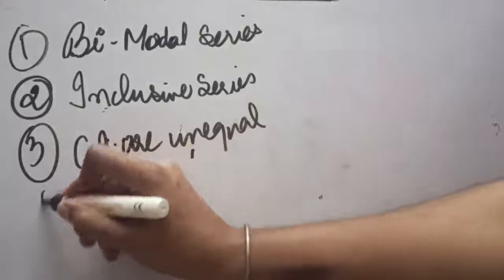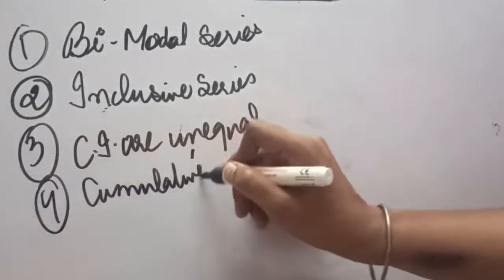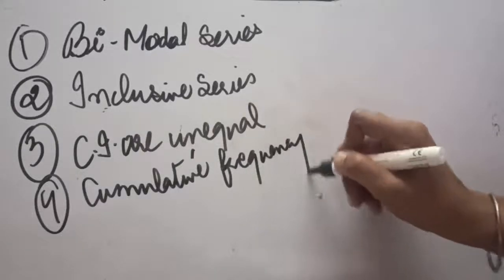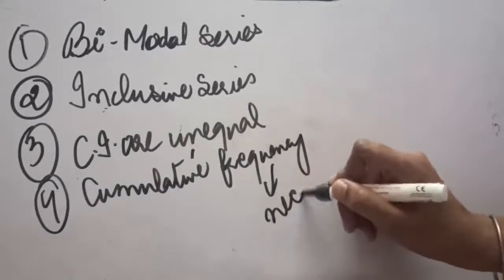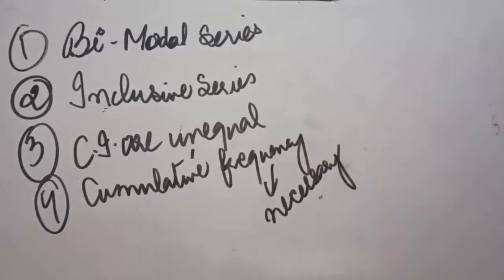Now the fourth special case can be when you have been given cumulative frequency, like you have been given less than or more than type of questions. So here also it is necessary to convert the question into a normal question. If it is a less than question, convert it into a normal question. If it is a more than question also, you have to convert it into a normal question. Only then you can calculate the modal value. In less than and more than questions, you cannot calculate the mode value.